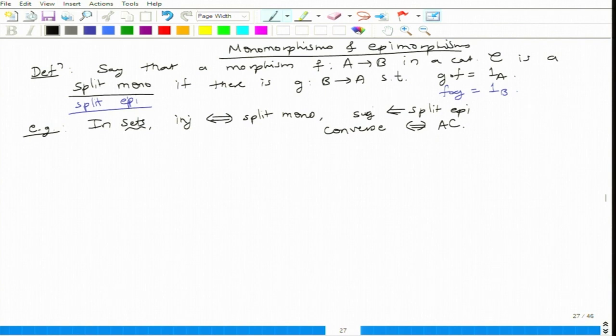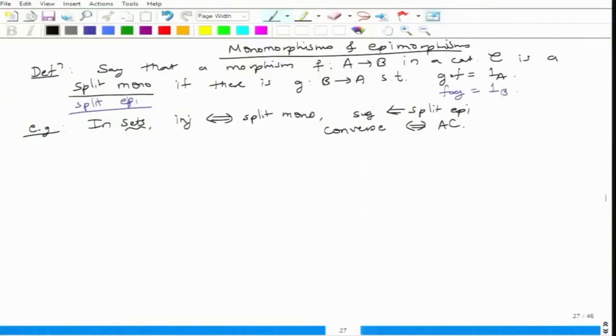In general, in many categories that are of interest to us, monos are well behaved, but epis are not. Epimorphisms always create problems, even though it seems that they are just dual conditions. Because you can see that a split mono in category C is just split epi in category C op, and vice versa. But still, epimorphisms are usually harder to understand.